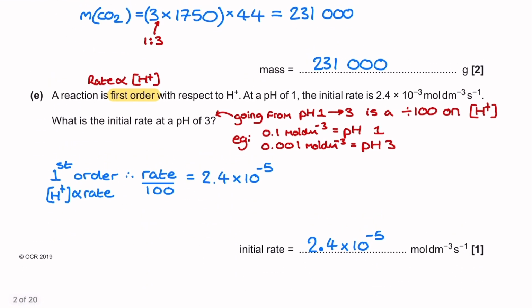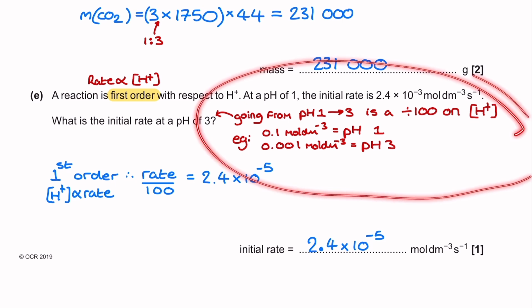Part E. A reaction is first order, so remember that means that the change in rate is directly proportional to the change in concentration with respect to the H plus ion. At a pH of 1, the initial rate is 2.4 times 10 to the power of negative 3 moles per decimeter cubed per second. What's the initial rate at pH of 3? Right. So what we need to first consider is what I've written in the red just here.